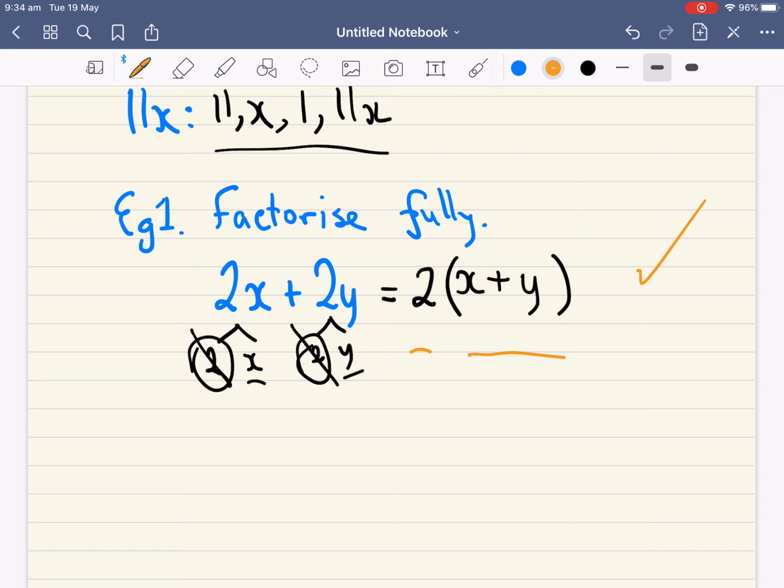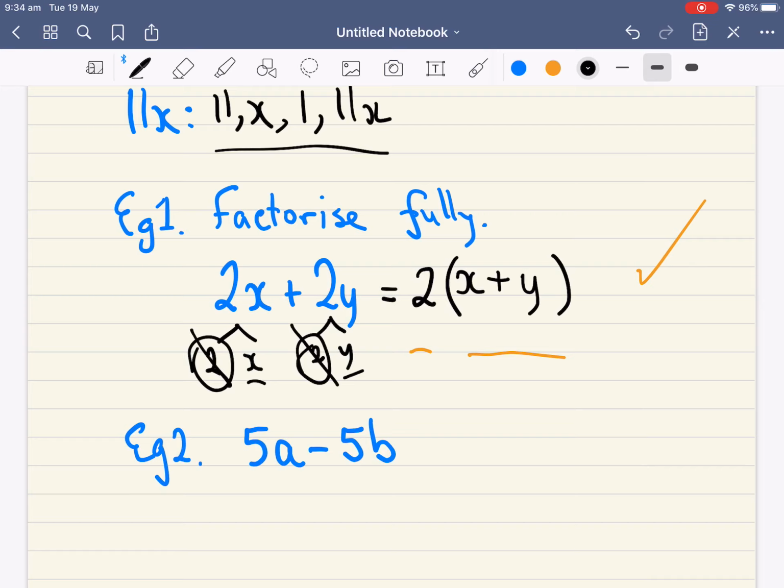All right, let's see it again, because obviously seeing just one question alone isn't enough, right? Things will probably still be a little bit confusing for you. So let's look at another one. So we want to factorize fully. So this time I'll give you the question. Let's say we have 5 lots of a minus 5 lots of b. So we want to factorize this.